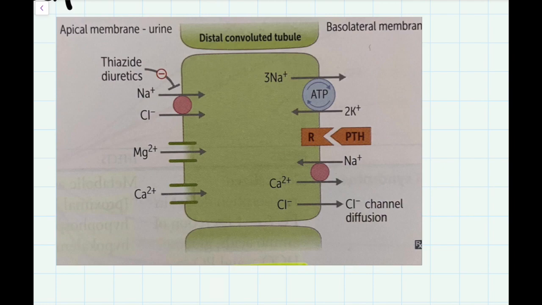Next we will talk about the distal convoluted tubule. So here there is reabsorption of sodium and chloride due to the sodium chloride channel, and this segment is impermeable to water. So here there is dilution of the urine and the urine becomes hypotonic.